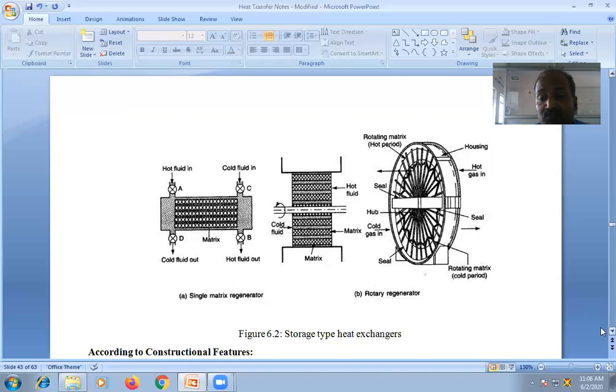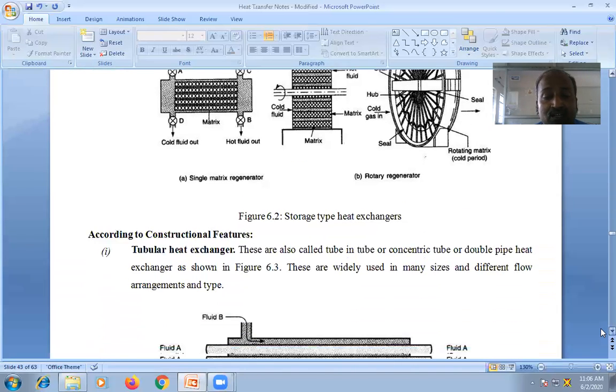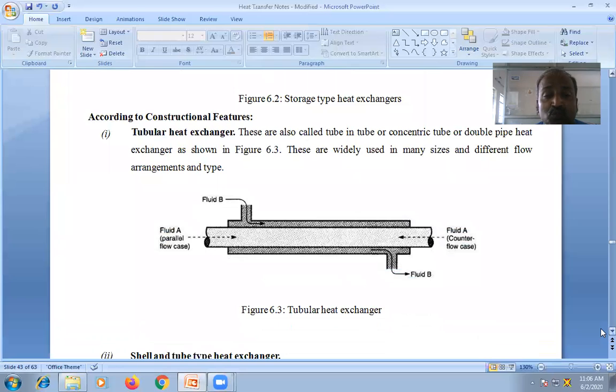So such types are there. According to the construction, you can see the tubular type of heat exchanger. Fluid A, parallel flow case, it is going, or fluid A is counter flow.